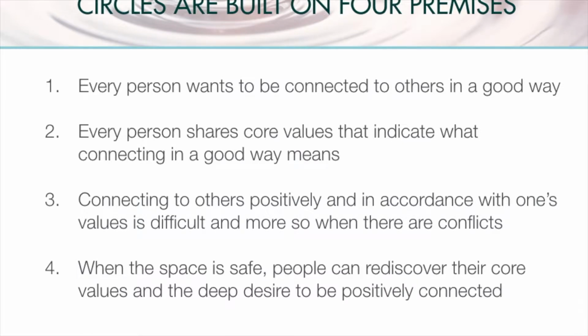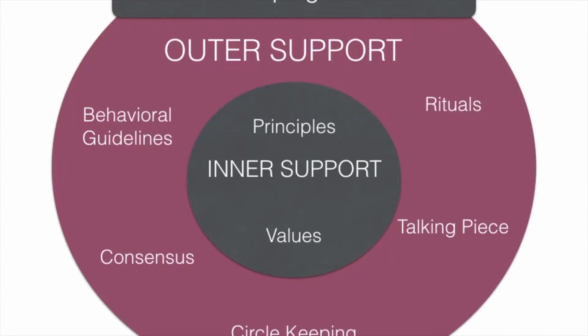Circles are built on four premises. The first premise is that every person wants to be connected to others in a good and positive way. The second is that every person shares core values that indicate what connecting in a good way means to them. And three, connecting to others positively and in accordance with one's values is difficult, and it's increasingly difficult when we are in the midst of conflict. And lastly, the fourth premise is that when a space is safe, people can discover their core values and their deep desire to be positively connected.